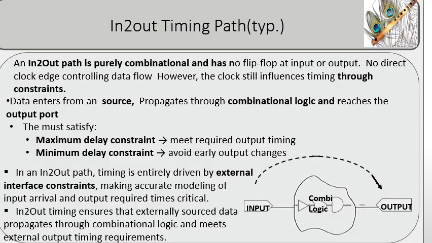Maximum delay constraints ensure that output data reaches the destination within the required time, which is one or multiple clock cycles. In-to-out timing paths are widely employed in interface logic, and timing verification ensures reliable external data transfer and correct system-level operation.